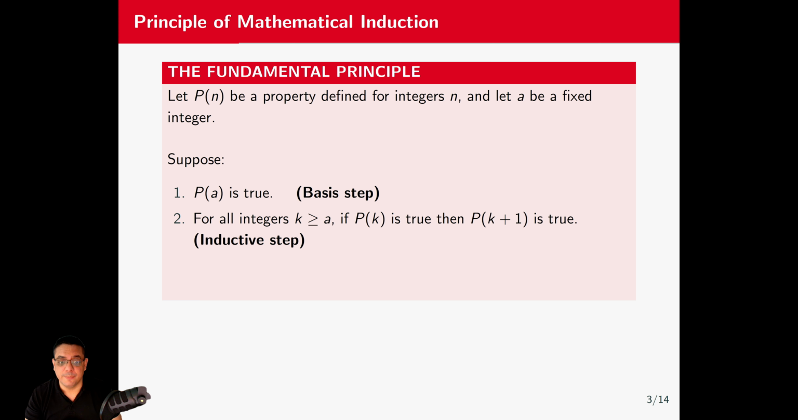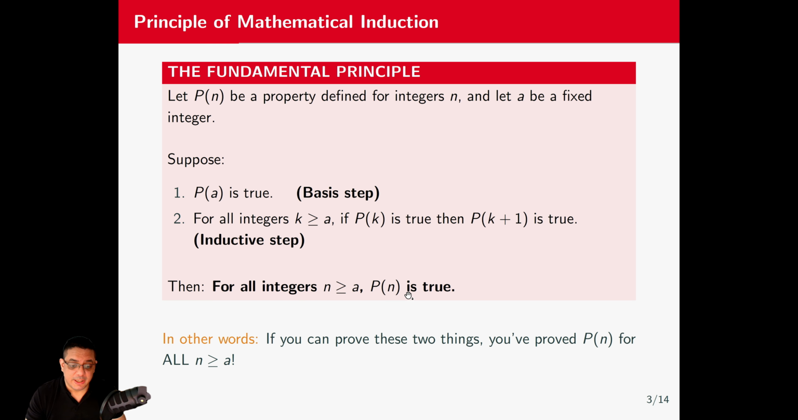We have to assume that P of k is true, and then prove that thanks to that, the next one, P of k plus 1, is going to be true. That's what we call the inductive step. Then the conclusion is that if that happens, for all n bigger than a, P of n is going to be true. In other words, you can prove these two things. You prove P of n for all n bigger than a.